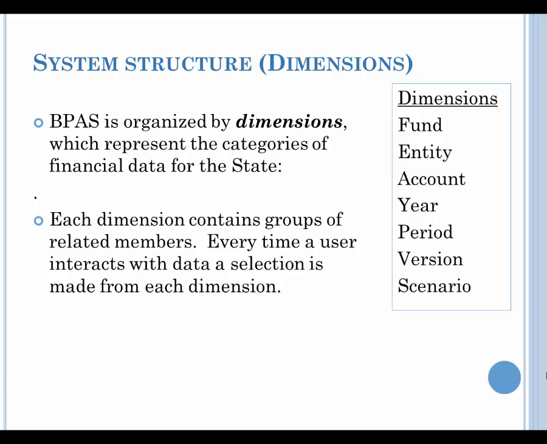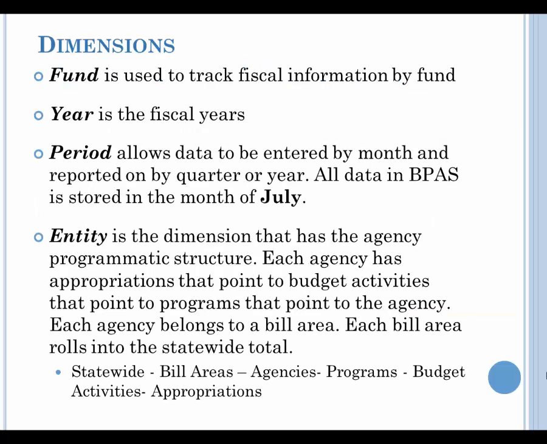Users will need to make a selection from each dimension in order to enter data or to see data in a report. The fund dimension is used to track fiscal information by fund and uses the same codes as used in SWIFT. The year dimension is the fiscal year that you are currently looking at. The period dimension allows data to be entered by month and reported on by quarter or year. All data in BPAS is stored in the month of July.